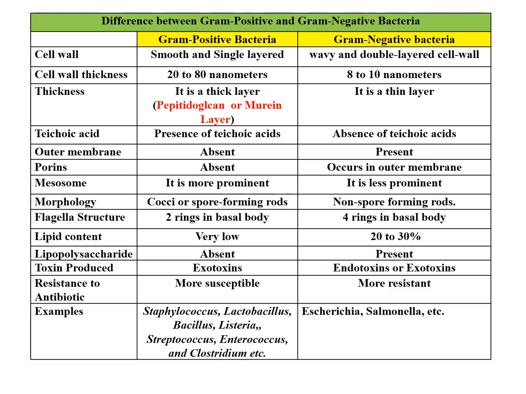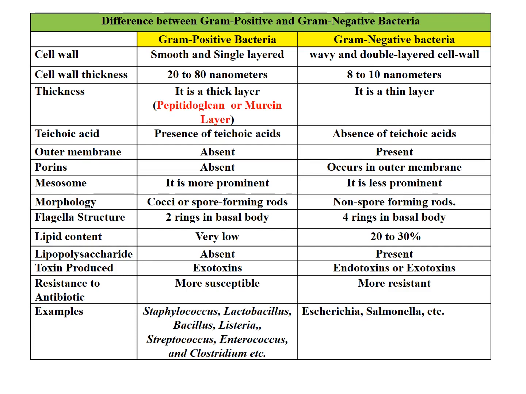Mesosome is more prominent in gram-positive bacteria, while it is less prominent in gram-negative bacteria. Morphology: cocci or spore-forming rods are present in gram-positive bacterial strains, while non-spore-forming rods are present in gram-negative bacteria. Flagella structure: 2 rings in the basal body in gram-positive bacteria, while 4 rings in the basal body for gram-negative bacteria.